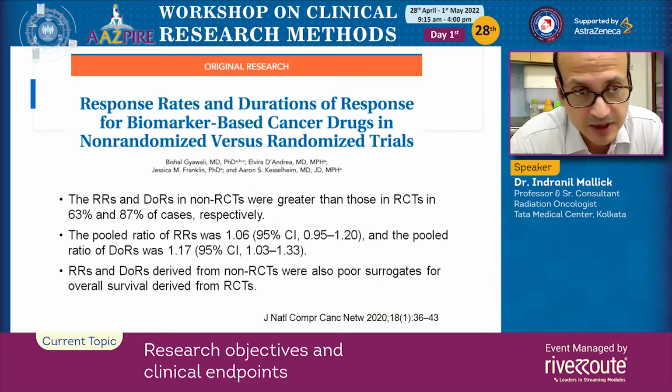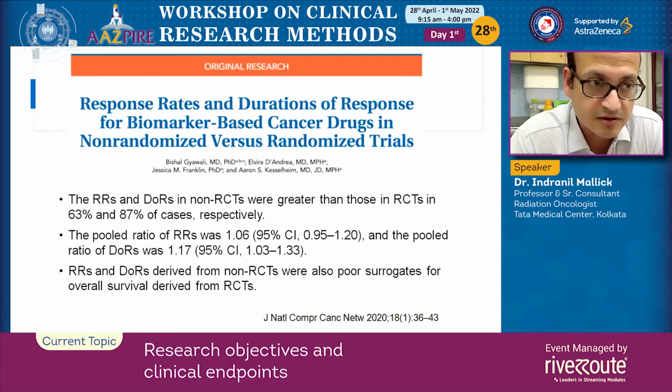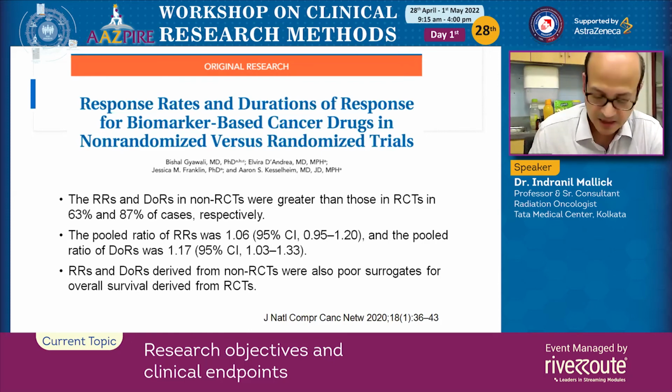There's also the issue that, when we are looking at phase 2 trials, we tend to overestimate the benefit of treatments. So again, if you're designing a phase 2 trial and you have designed an ORR or a progression-free survival criteria, you must remember that the magnitude of benefit may not be translated when you do the same study in the phase 3 setting. The response rates and duration of response were far greater in non-randomized controlled trials than in randomized controlled trials.